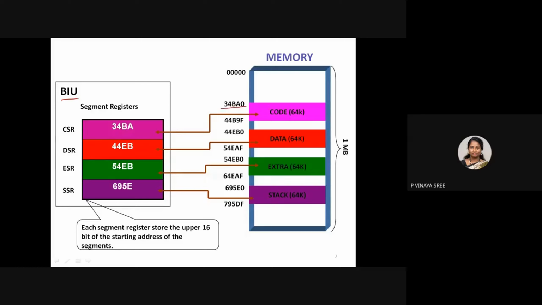So this is your code segment, where you have a starting address of 34BA0. But as the register size is only 16 bits, only the upper 4 hex digits will be stored inside a register. In order to get this 0, internally the system will perform a left shift operation 4 times, so that you can get this 0. Now you can reach this. Now if you add an offset, then to go to a particular location, we need to add an offset so that we can calculate our physical address.